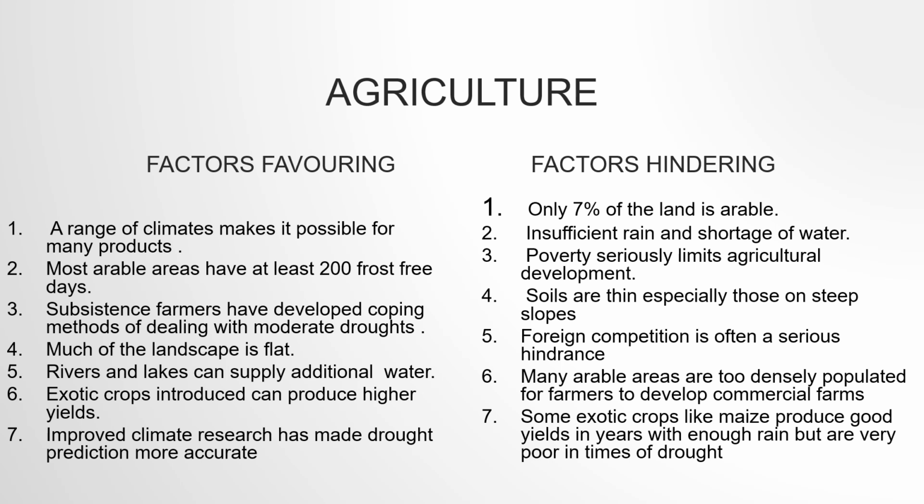But now we also need to consider the factors that hinder it. Only 7% of the land in our country is arable. Only 7%. Insufficient rain and a shortage of water. Poverty seriously limits agricultural development. Soils are typically thin, especially those on steep slopes. Foreign competition is often a serious hindrance. Many arable areas are too densely populated for farmers to develop commercial farms. And some exotic crops like maize produce good yields in years with enough rain, but are very poor in times of drought.